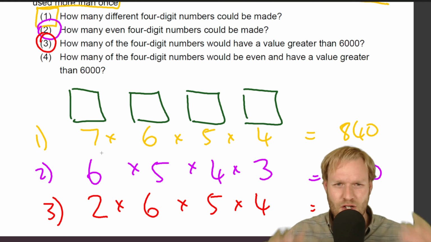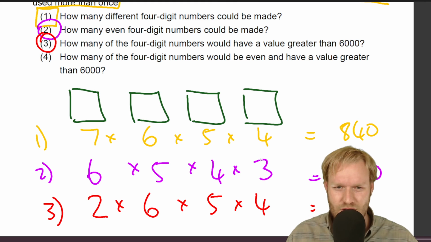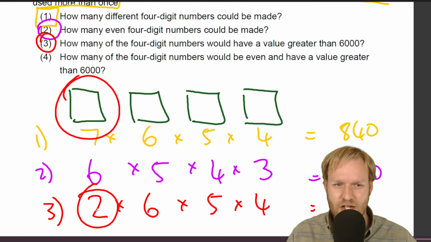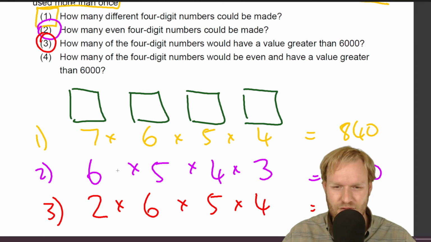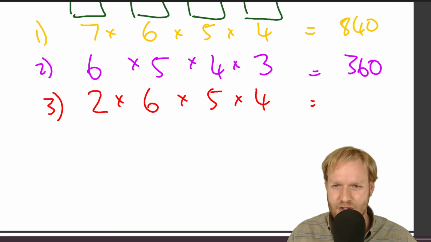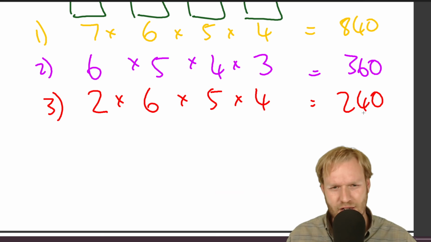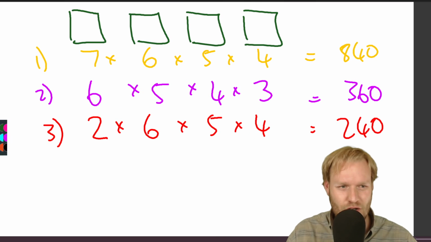Start with the one that you have to make a decision on. So for the previous question, we started there because the number had to be even. For this one, we're starting with the first digit because it has to be a 6 or a 7. Okay, and you multiply those things out. I'm not going to ask you to do it on the calculator. You get 240.